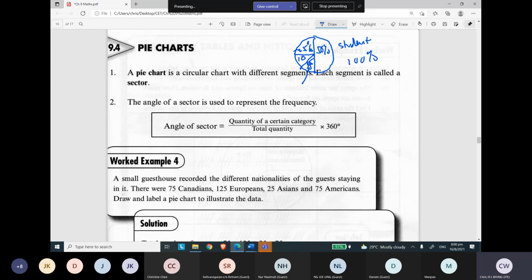So don't think that a pie chart necessarily must be 360 degrees to represent 100%. Not true, okay? The whole thing itself actually represents 100%.